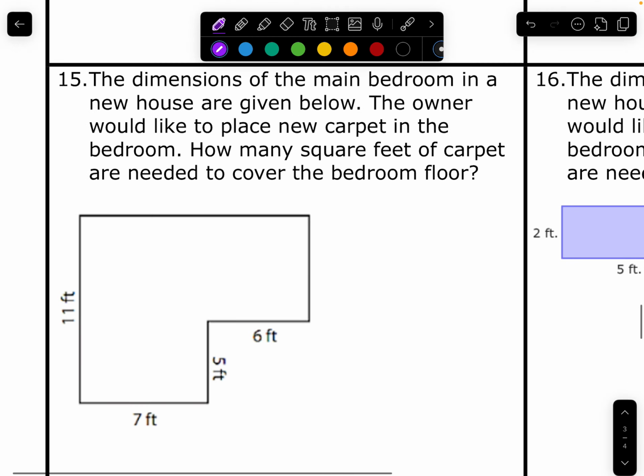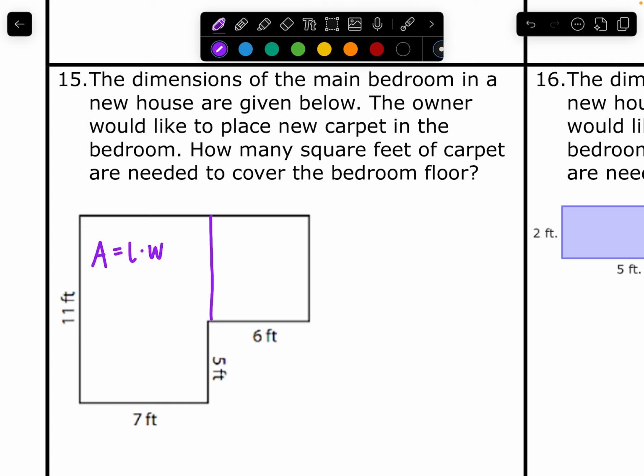Number 15, the dimensions of a main bedroom are given below. The owner would like carpet to be placed in the bedroom. How many square feet of carpet are needed to cover the bedroom floor? So again, we're going to break this up into two shapes that we can figure out the area of. So the area for this one is just going to be length times width because it's a rectangle, so that'll be 11 times 7, which is 77.